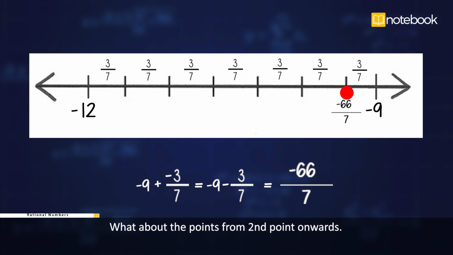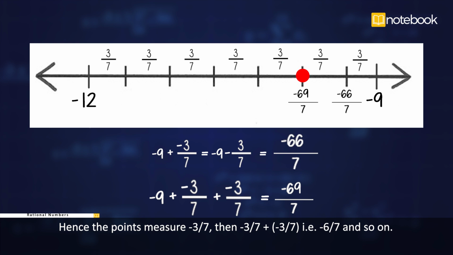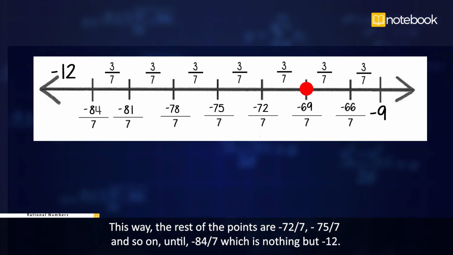And what about the points from the second point onwards? Note that when we are moving left through every point, we are basically doing addition of each negative fraction. Hence, the points measure -3 by 7, then -3 by 7 plus -3 by 7, that is -6 by 7, and so on. This way, the rest of the points are -72 by 7, -75 by 7, and so on, until -84 by 7, which is nothing but -12.